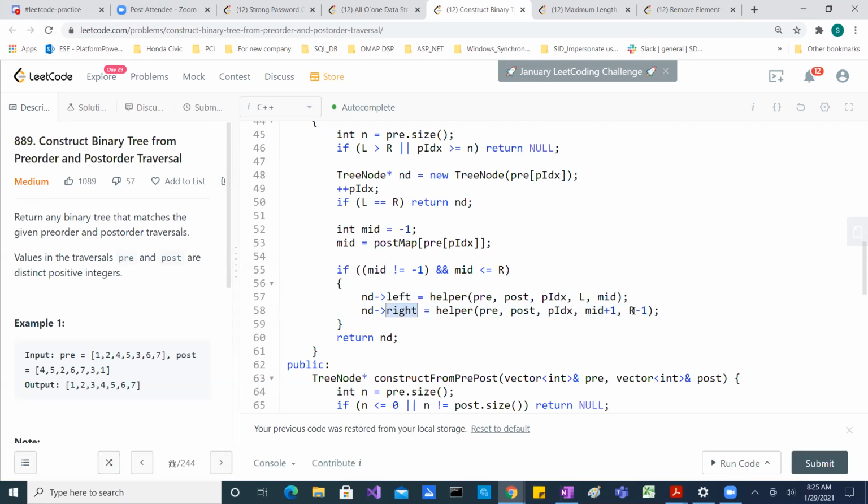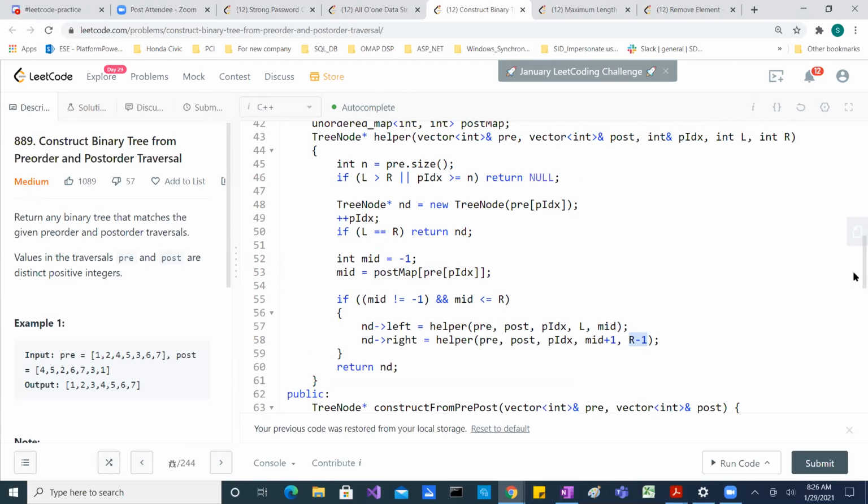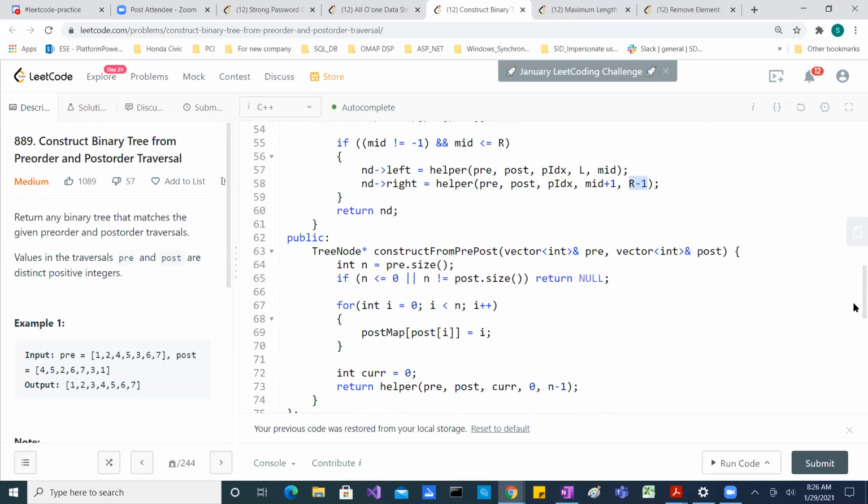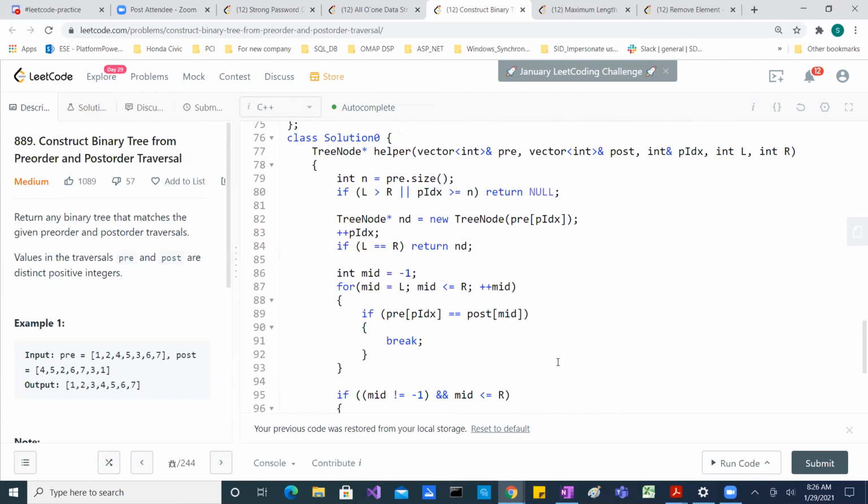So this is the only different thing you have to do on the right subtree, and the rest is pretty normal to understand, and there's nothing more to it. Either you use a map, or if you don't want to use a map, you can just iterate through all the indexes in the post order from L to R, and then try to find the value of this root in the post order and compare. As soon as I find this value, I just break.